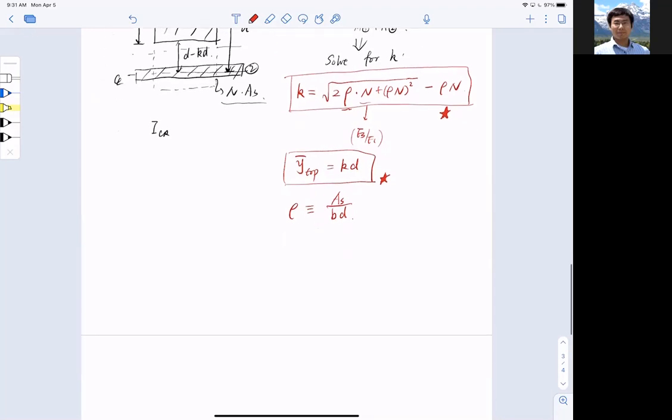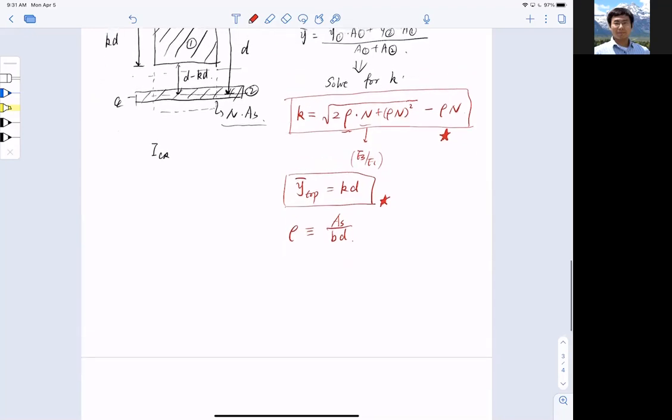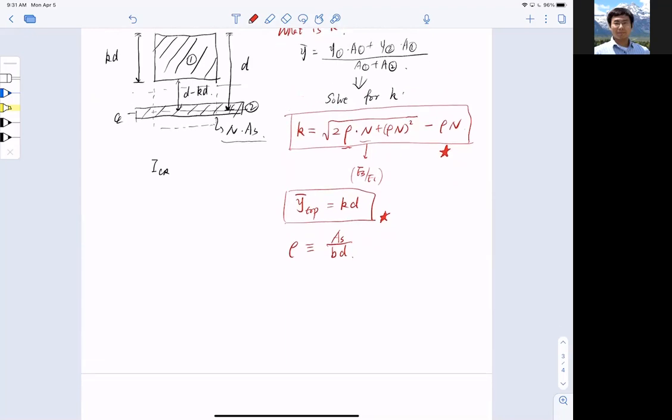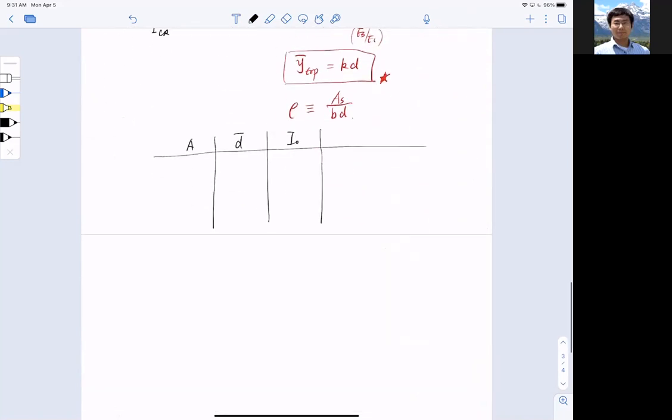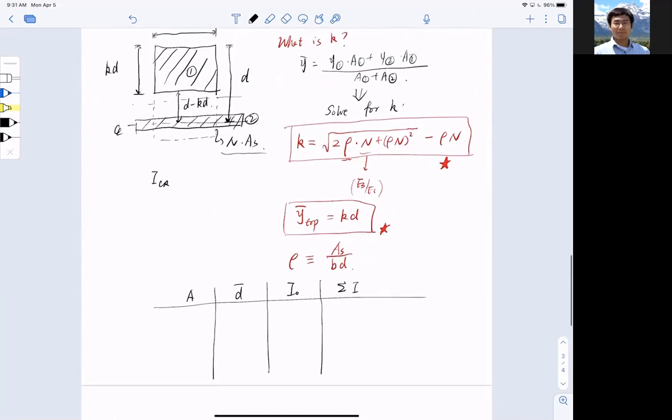So this gives me the moment of inertia. How? I have now two pieces, and to find the moment of inertia, I still need to do my table here. So A, area, and D bar, which is the distance between centers, and I naught, the moment of inertia, and then sum the whole thing, sigma I. Let me rotate a little bit so you can see the section where we're doing it. So A, which is area.